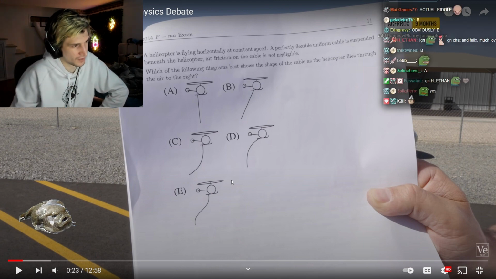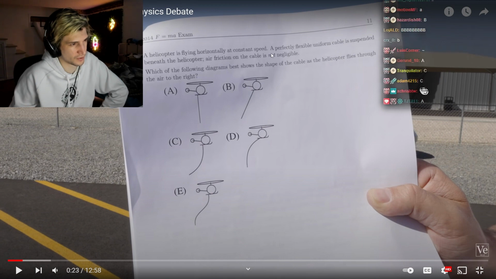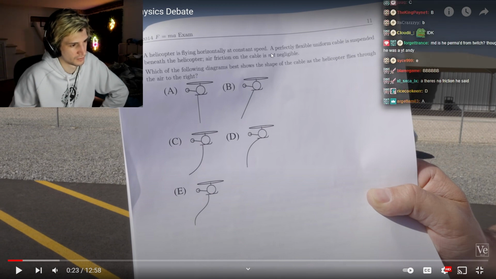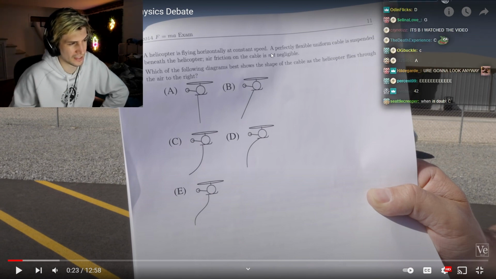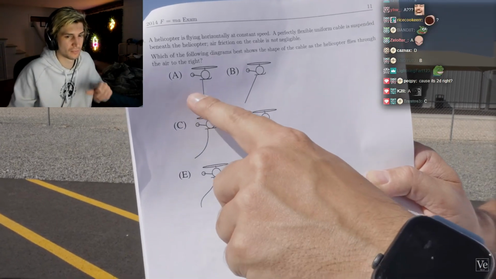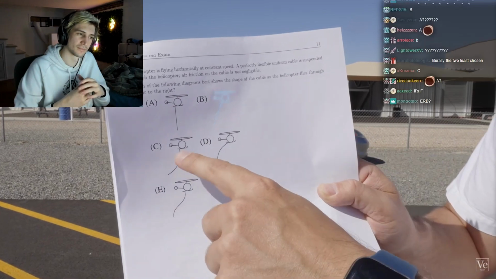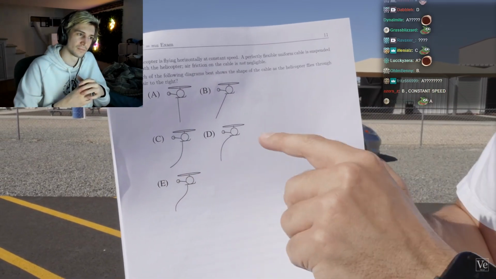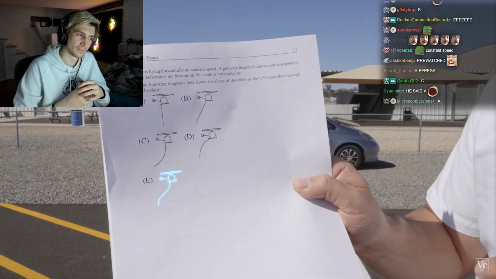Flying horizontally at a constant speed. A perfectly flexible cable is suspended beneath the helicopter. I would assume A or E. Is it A, hanging straight down, B, hanging diagonally to the left, C, this hook shape, D, the inverted hook shape, or E, kind of an S bend?